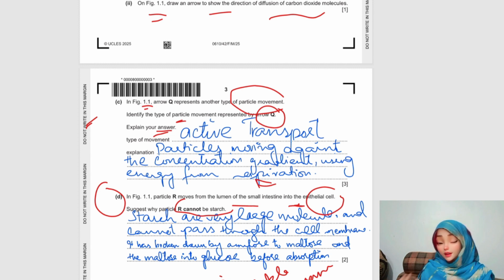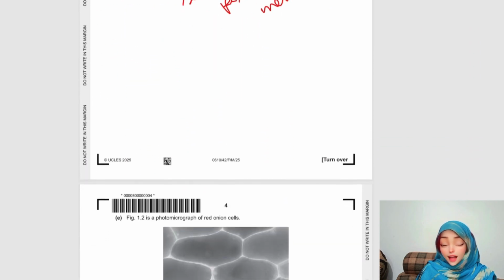Okay, so we'll write: starch is a very large molecule and cannot pass through the cell membrane. It is also broken down by the enzyme amylase to maltose, and maltose is then broken down into glucose before absorption. All right, okay. Now let's move on to the other question, that is part E.